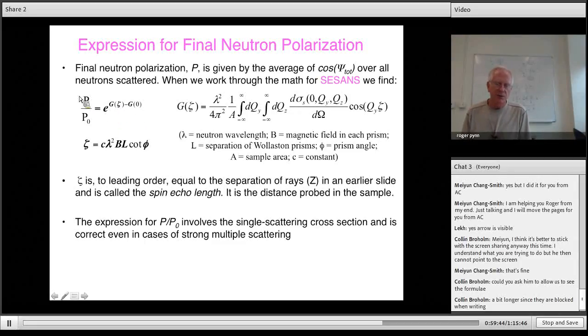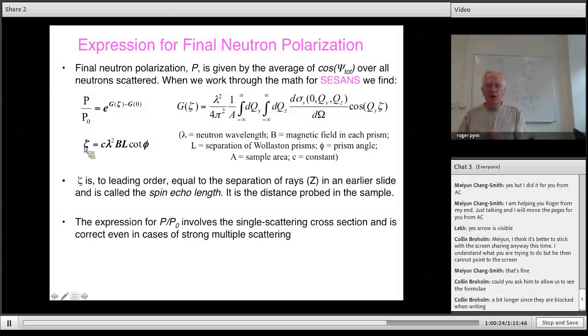So I measure a polarization which is given by an exponential of this G, and I apologize again, I've changed notation on you from z to this psi. This is the spin echo length because it occurs over here. And so this is a correlation function in real space that I measure because psi is a real space distance. It's a correlation length. It's the z that I had before. It's the separation of the two spin states, and it's defined by this quantity here.